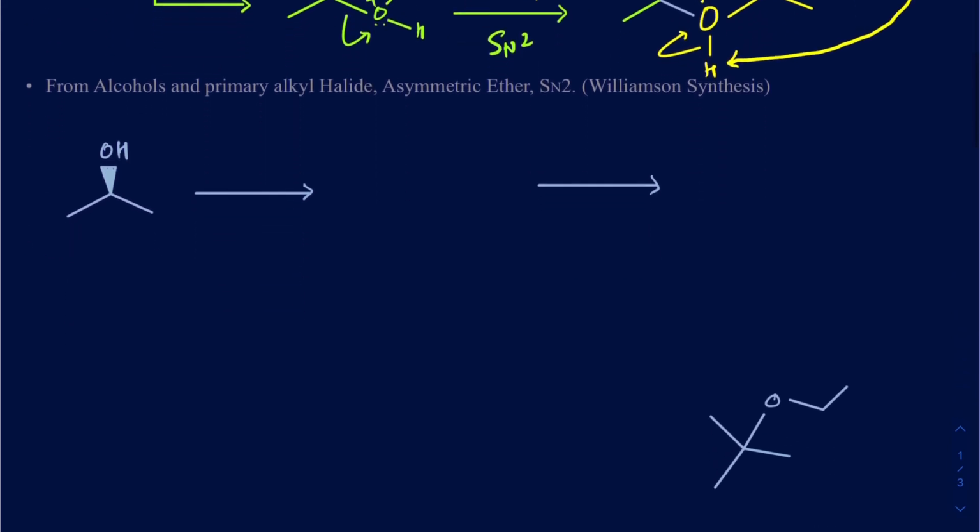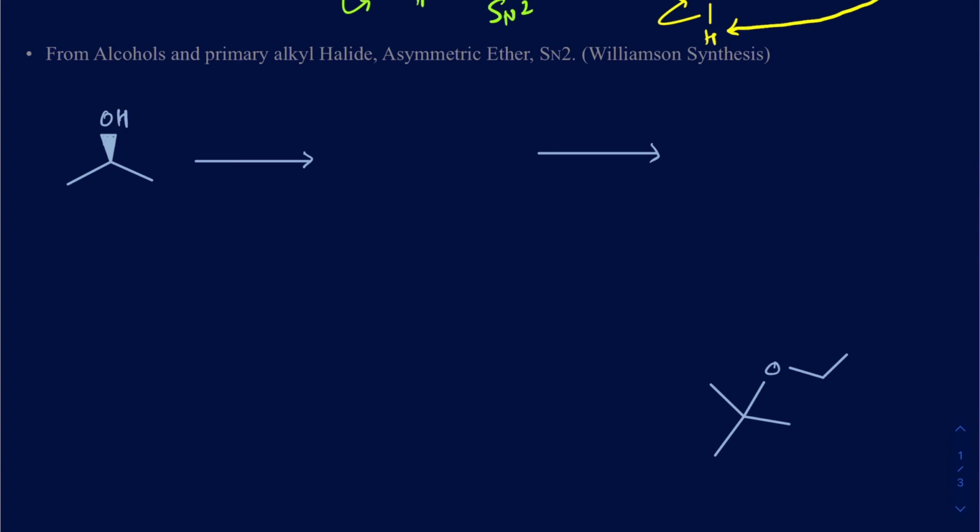So let's talk about how you can actually make an asymmetric ether, and that's also called the Williamson synthesis reaction. In the first reaction, I can have any type of alcohol. There aren't really any restrictions on the type of alcohol: you can have a primary, a secondary, and even a tertiary alcohol. As far as the alkyl halides go, it prefers a primary alkyl halide, because if you use a secondary or tertiary alkyl halide, you're going to get an elimination reaction over the substitution reaction.